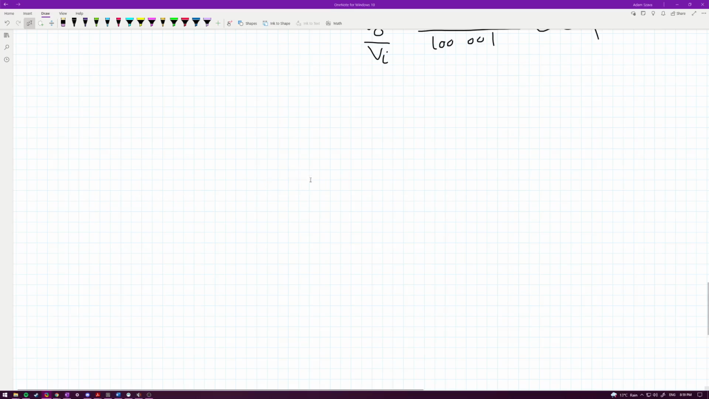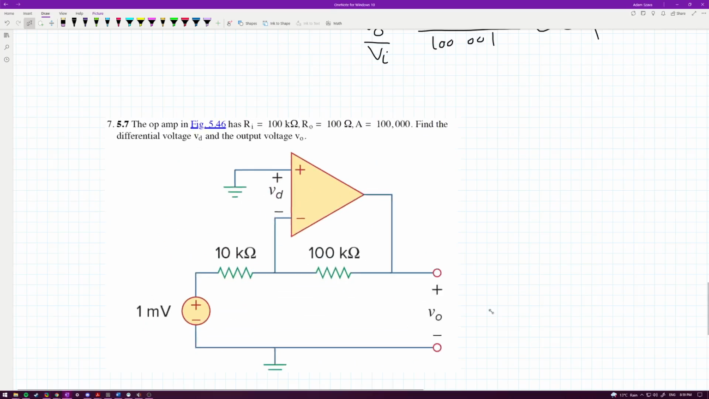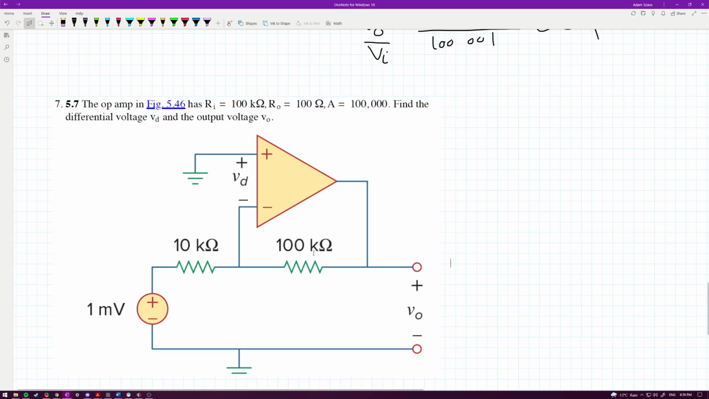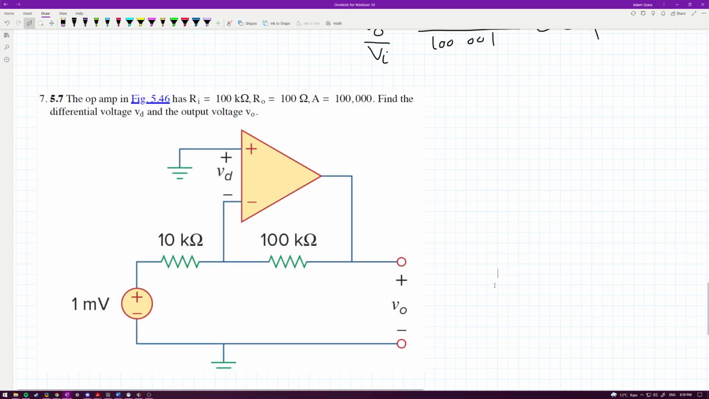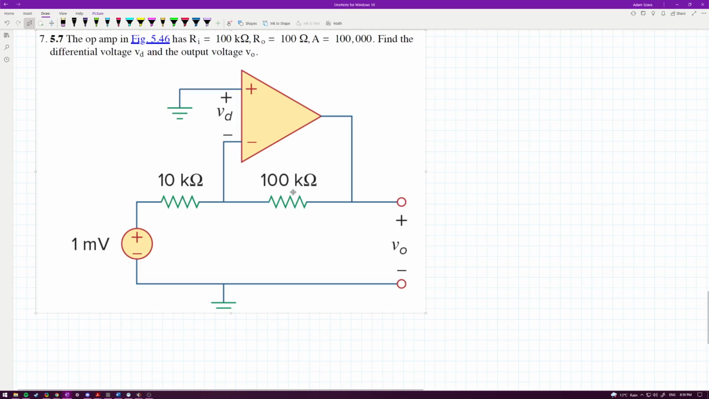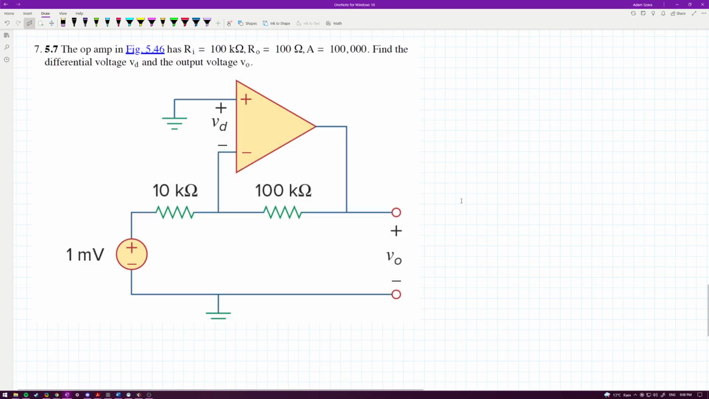Okay, let's look at 7. So 7 is this guy. The op amp in this figure has an input resistance of that, an output resistance of that, and an amplification of that. Find the differential voltage VD and the output voltage VO.